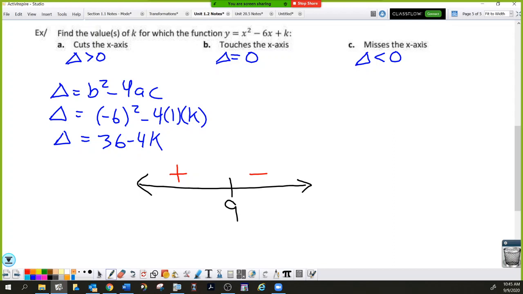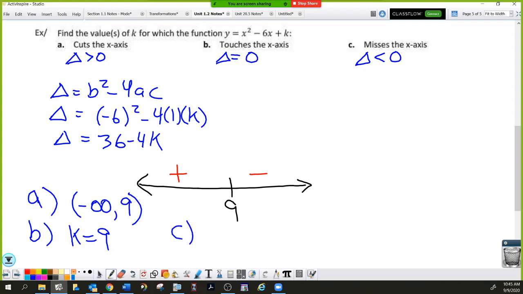So for A, it cuts the x-axis on the interval from negative infinity up to 9, not including. For B, it touches the x-axis at k equals 9. Remember, it's k, not x. Please don't say x equals 9, it's k. And it misses completely when you're talking about negative y values. So that's when k is greater than 9, so from 9 to infinity. And I believe that's it for the notes, correct? Pretty cool.